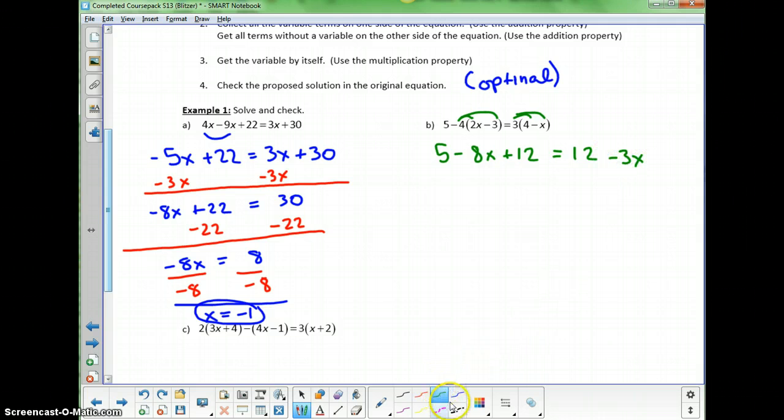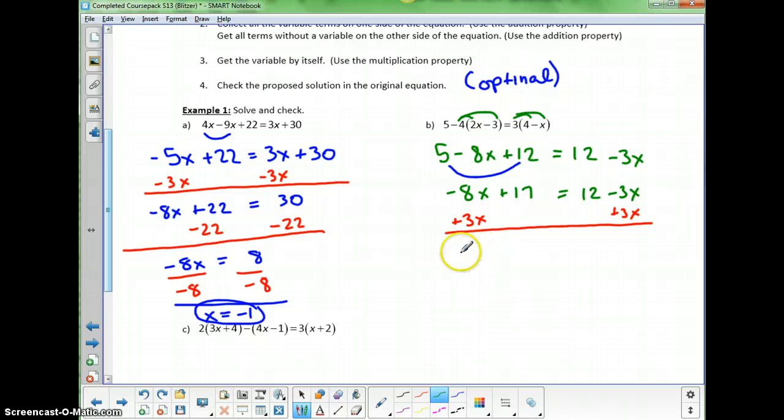Okay, so I distributed, and I'm going to go ahead and combine any like terms that are on the same side, like the 5 and the 12. So that'll give me negative 8x plus 17 equals 12 minus 3x. Alright, everything has been distributed and combined. It's been simplified. Now we're going to move the variables all to the same side. So let me go ahead and add this 3x again. I want all my x's on the same side. So negative 8x plus 3x is negative 5x plus 17 equals 12.